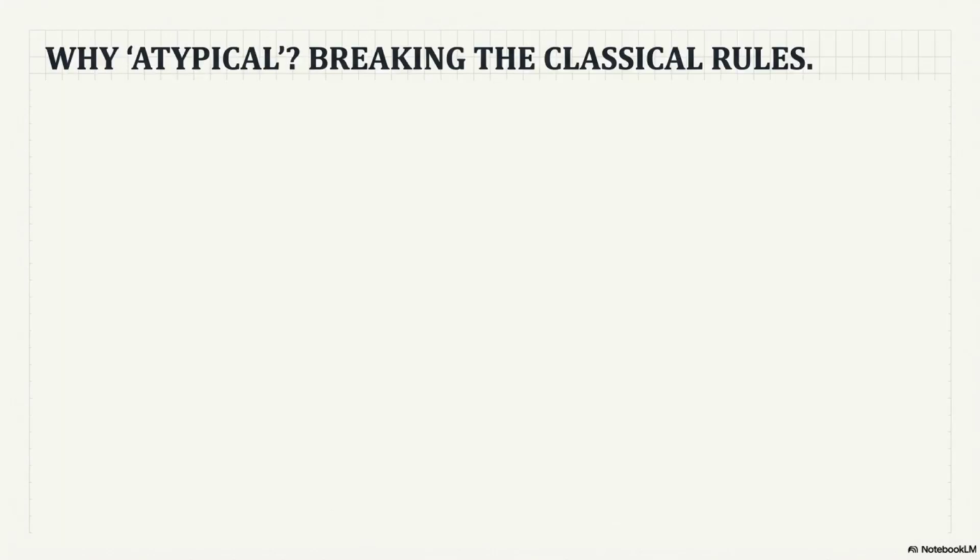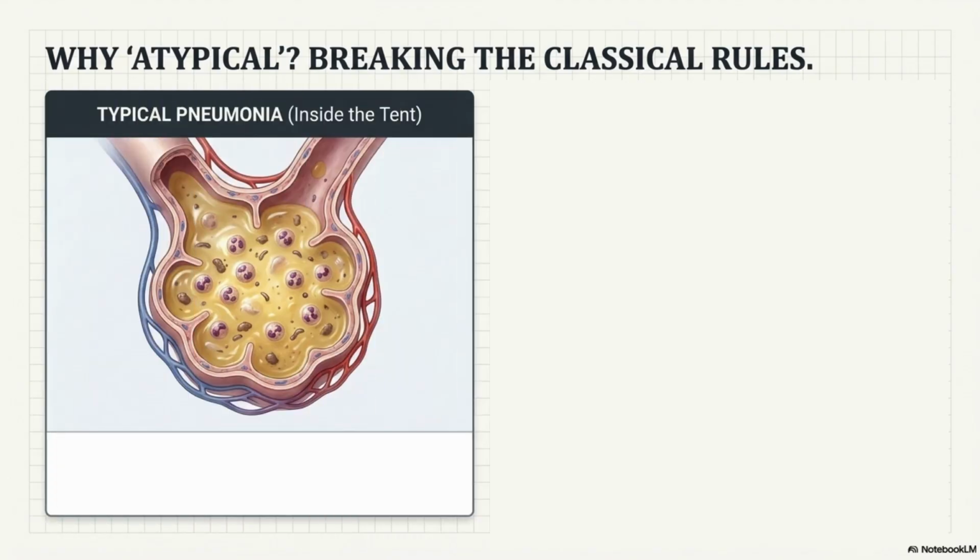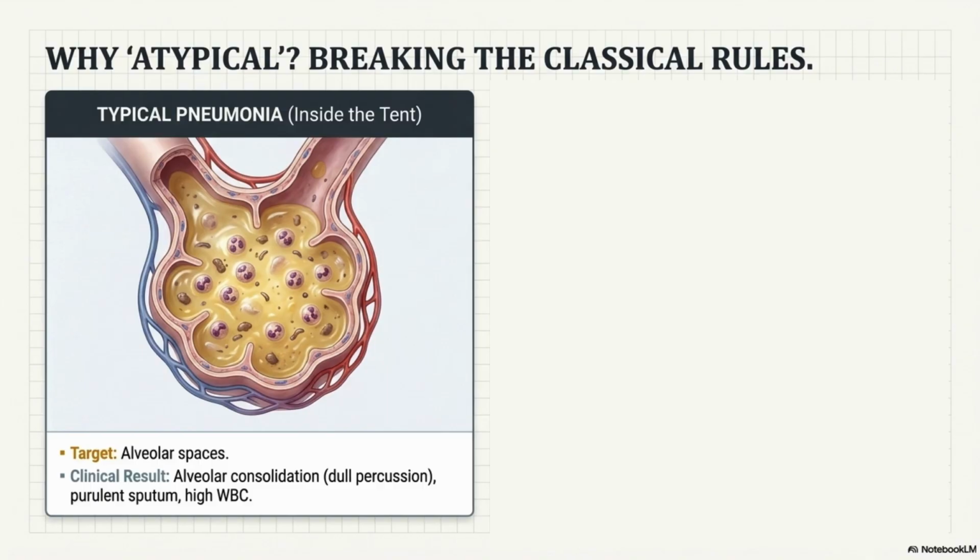So why do we call it atypical? It is because these pathogens are breaking the classical rules. Think of typical pneumonia as being inside the tent. Its target is the alveolar spaces and the clinical result is alveolar consolidation, which presents with dull percussion, purulent sputum, and a high WBC count.